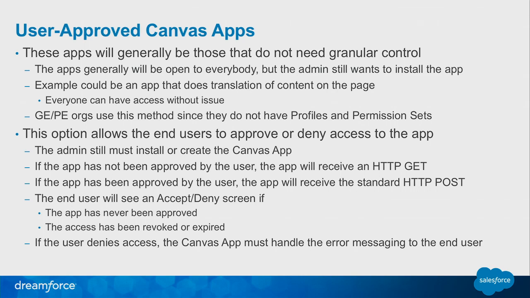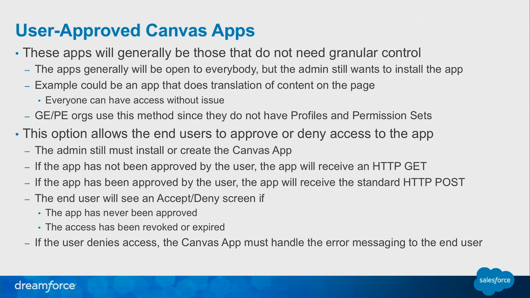What happens is when the end user goes in and they open it up, the first thing that we do in this case is we look to see, have they ever approved this app? Have they ever granted access? If yes, we go ahead and generate the signed request, just like we did in the admin approve step, and we send it off to the Canvas app.